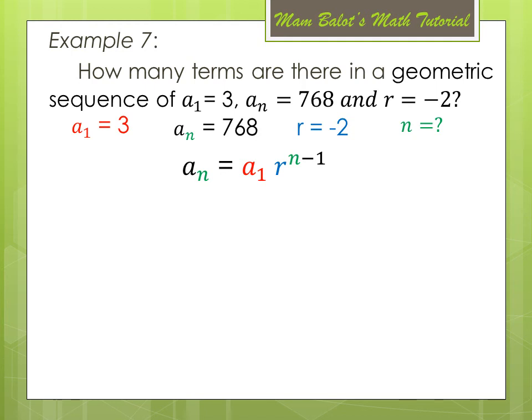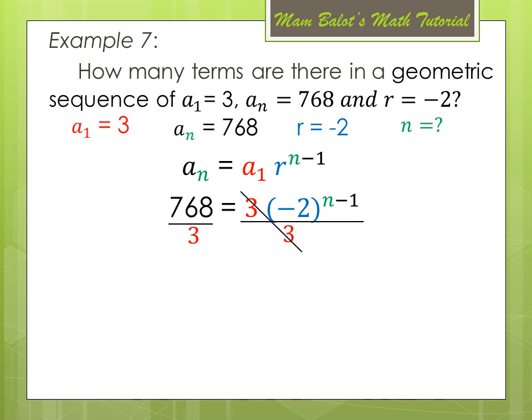So we substitute now the values. We have 768, which is our a sub n, is equal to 3, which is a sub 1, times negative 2, which is the r, raised to the power of n minus 1. So to solve for n, we need to divide the whole equation by 3, so that we can cancel out 3 on the other side. So we have now 768 divided by 3 is equal to 256. So we have negative 2 to the n minus 1 on the right side.